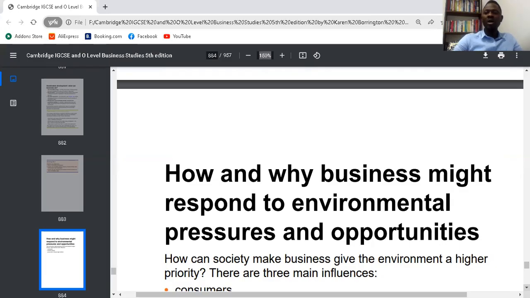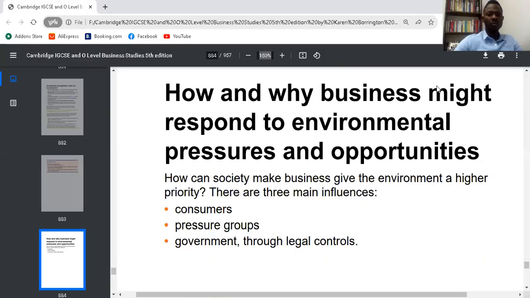So we'll go to how and why businesses might respond to environmental pressures and opportunities. So basically, we're talking about how businesses would take up the pressure, and reach compromise based on pressures to be environmentally or socially responsible. So how can society make businesses give the environment a higher priority?